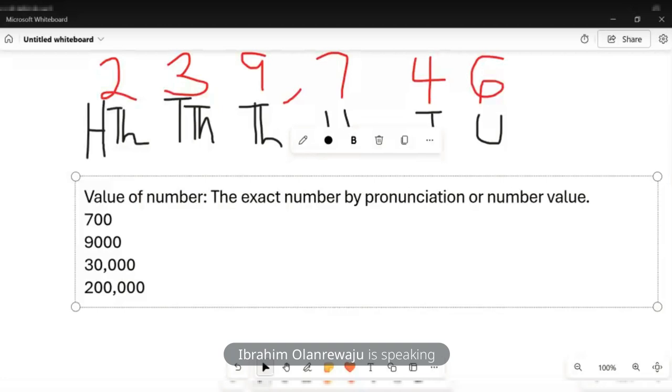239,746. I hope we can all see it now. So the number value is attached to each of those digits. That is why there's a difference between place value and value itself. So I think I can progress now to the next slide of my presentation.